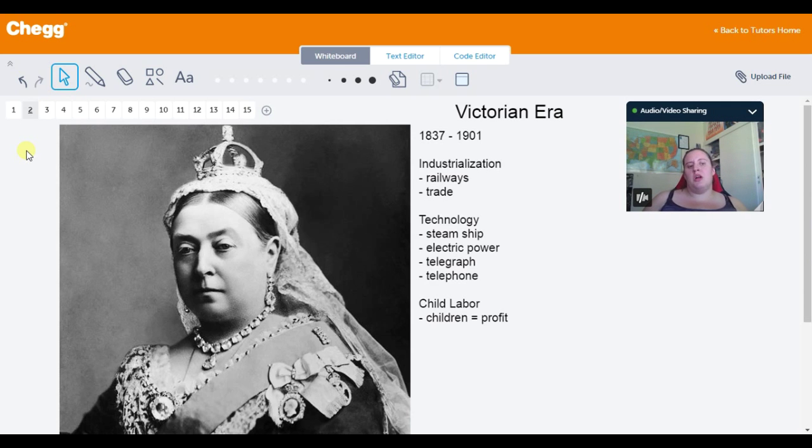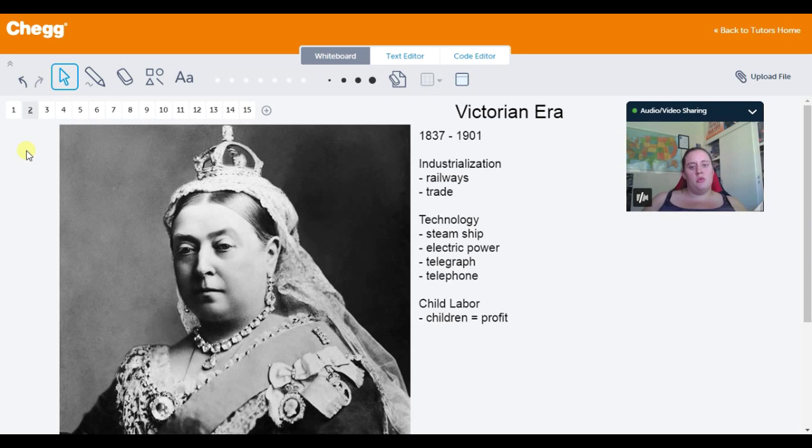Following in suit with this process came the change in technology. This was the introduction of the steamship and the first use of electric power. Also, the invention of the telegraph and eventually the telephone, which would go on to change the way people communicated with one another.